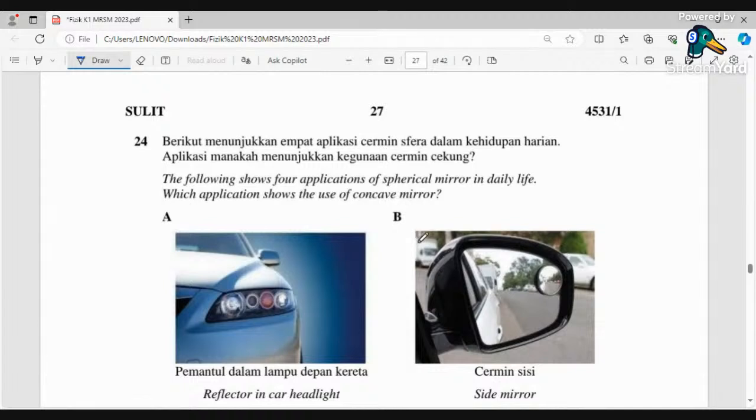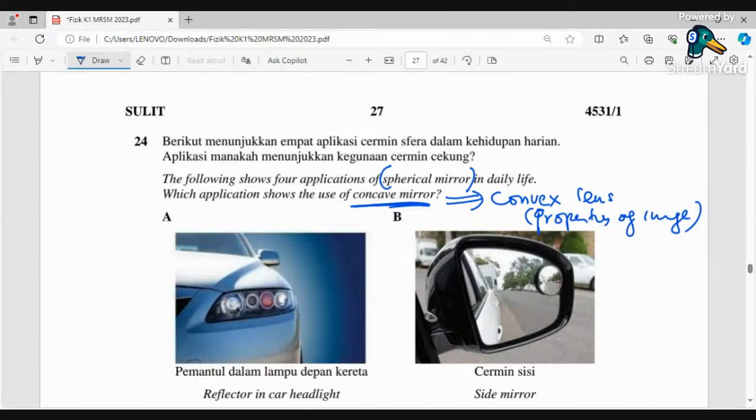Number 24. Spherical mirror. Concave mirror. Okay, concave mirror, dia adalah sama dengan convex lens. Dia punya image, property of image atau characteristic of image. So you all boleh hafazkan ni lah, spherical concave mirror dengan convex lens.